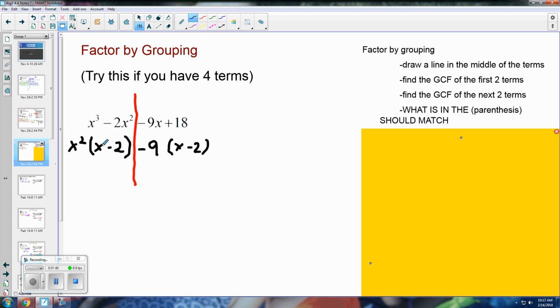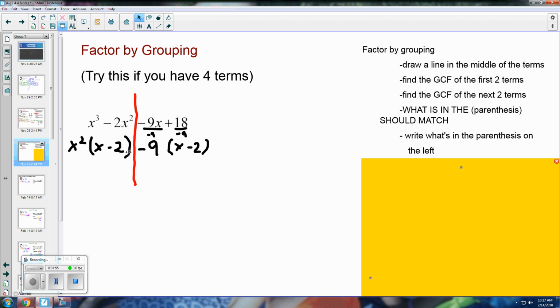You'll notice that what's in the parentheses matches. All I did for each of these is divide by that GCF. And that's how I got that number in the middle. So the thing that's in the parentheses that's in common, I'm going to rewrite that. And for purposes of organization, I'm just going to put it on the left. So x minus 2 is on the left.